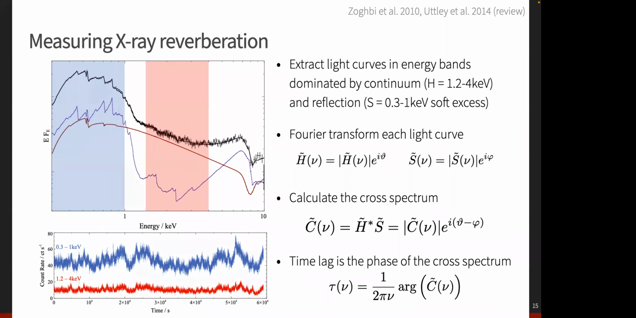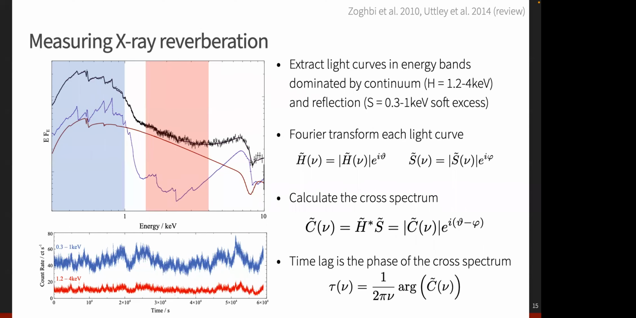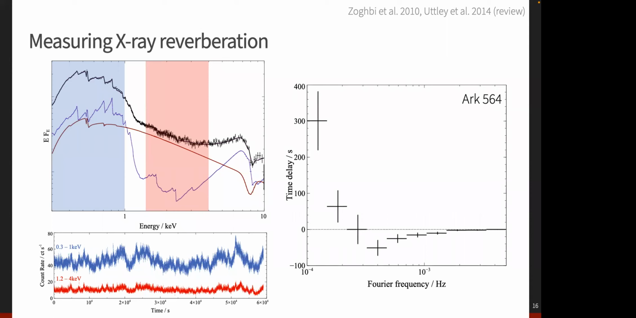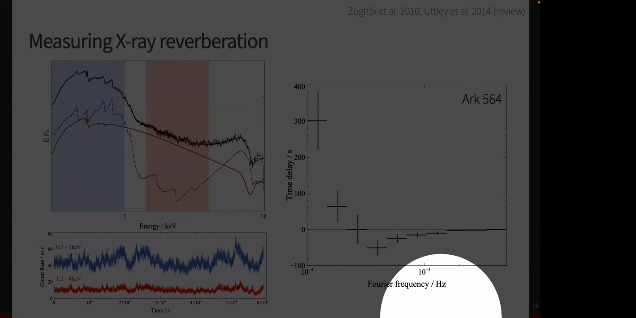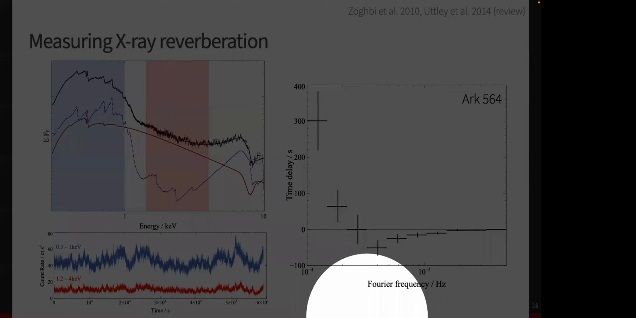These are the light curves of another AGN that I quite like working on. This is called Arakelian 564. And if we do this calculation based on these two light curves, we find that the time lag, the time delay between the two light curves in the different frequency Fourier components, has a graph that looks like this. By convention, a positive time lag means the hard band, here our continuum, is delayed. A negative time lag means that the soft band is delayed.